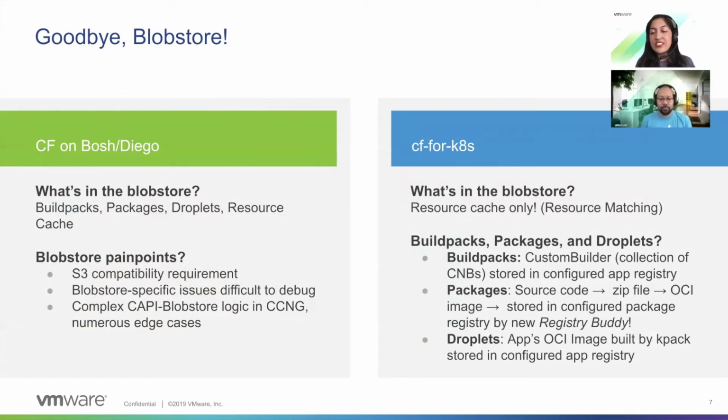And for packages, there's actually a new component that I first showed in the overview of CAPI K8s release, which is called the registry buddy. And this registry buddy is co-located in both the CF API server pod as well as the CF API worker pod, and essentially handles everything from converting the source code to a zip file and then to an image, and storing this final package image in a configured package registry.